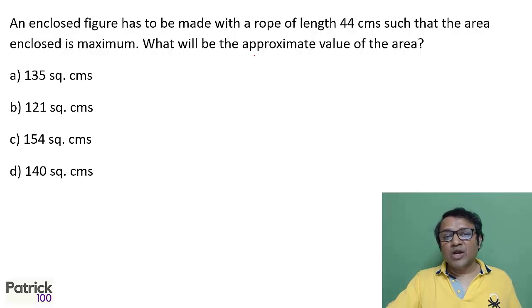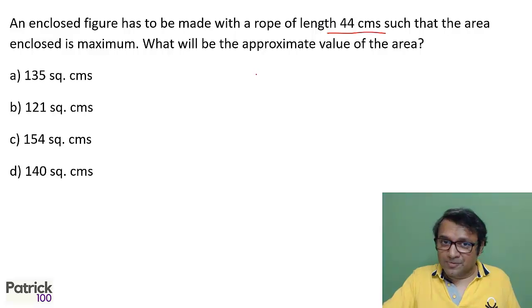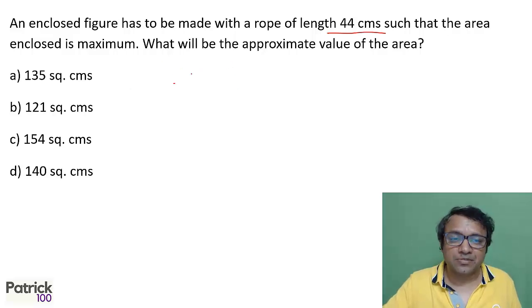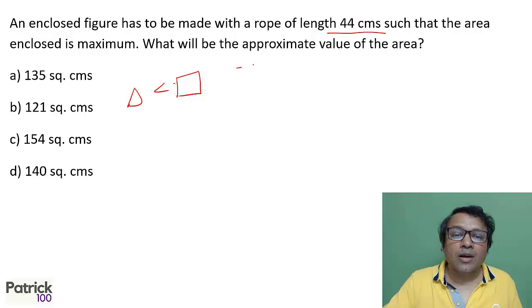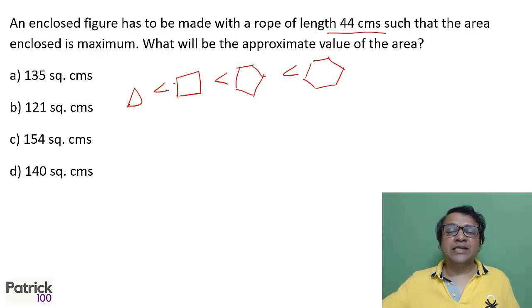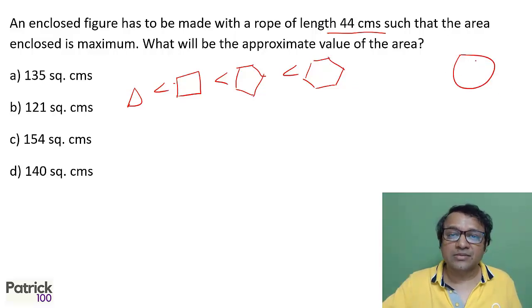An enclosed figure is made of a rope of length 44. Maximum area? Now there is a theory out here, and this is based on a theory. Maximum area is when the number of sides is maximum. For example, with the same perimeter, a square will have more area than a triangle. A pentagon will have more area than a square. A hexagon will have more area than a pentagon. So as and when the sides increase, the area inside it will increase. So maximum area will be for a circle because a circle has an infinite number of sides.